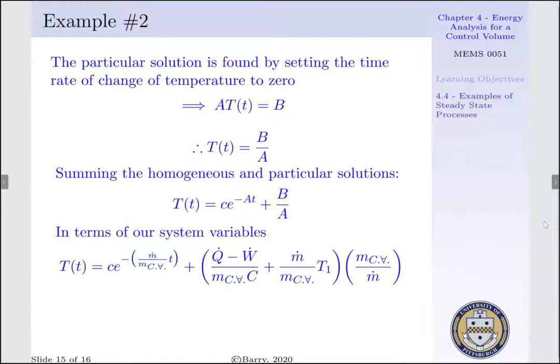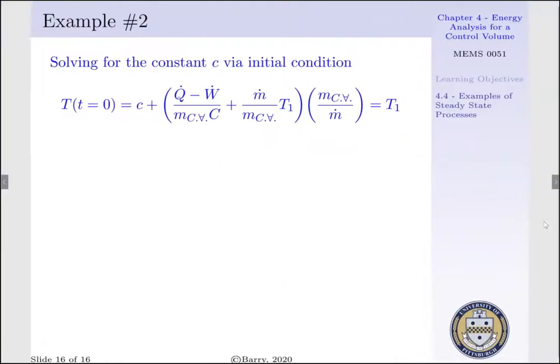Now, in terms of our system variables, we have our temperature as a function of time is equal to C e to the minus M dot per m Cv t plus the quantity Q dot minus W dot per m Cv plus M dot per m Cv T1 times the quantity m Cv per M dot. Now we still have a constant of integration that we have to solve for, C. And to do such, we're going to apply our initial condition.